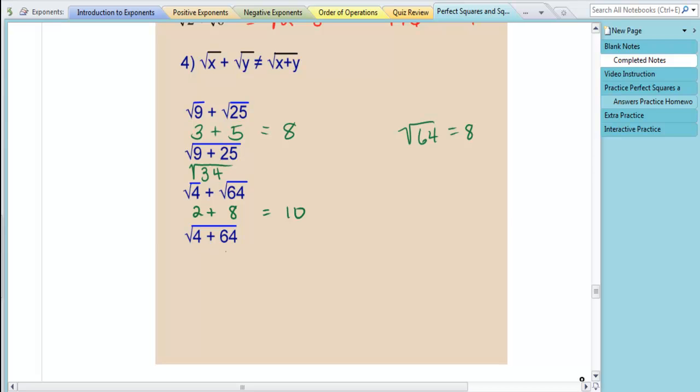So what's 4 plus 64? So that's the square root of 68, right? What's the square root of 68? Well, we don't know. It is not a perfect square, so we cannot take the square root of it. But we do know that the square root of 100 is 10. So we know that 10 is actually a lot bigger than the square root of 68.